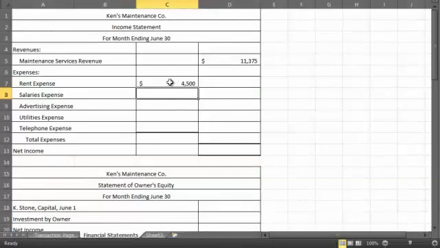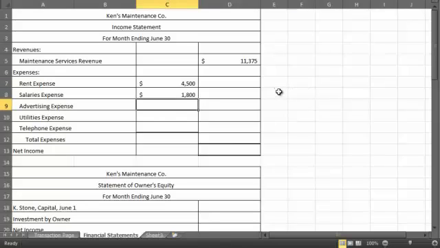Now notice I didn't put this in as a negative on the income statement because I know these are expenses. I'm going to add them all up, and I know that expenses are subtracted from revenues to arrive at either a net income, which means our revenues are more than our expenses, or it could be a net loss, which means that our expenses are more than our revenues. Salaries expense. Now, you can go back and look at the statement, but I also know that we made two payments to our employee of $900 each, so the total of that is $1,800.